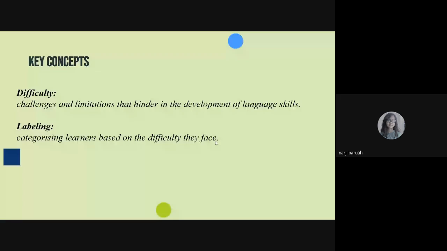Now, before we move on further, let's understand two key concepts. These are difficulty and labeling. Difficulty is a term which we are using for disability also. Instead of the term disability, we are using difficulty, because somewhere we found that disability might hurt the emotions and sentiments of the people having difficulties, and that's why we will be using the term difficulty, which means challenges and limitations that hinder the development of language skills.